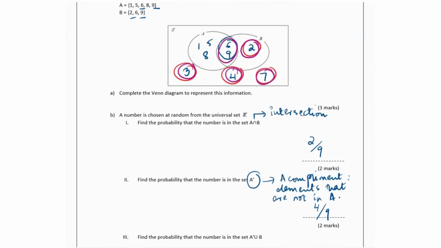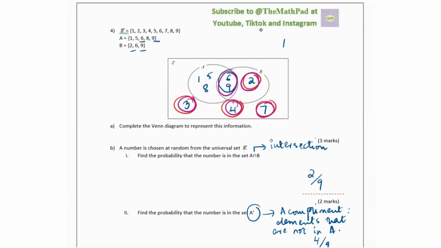Once again, in union, we include the elements that are also part of the other set, which are common between A and B. But if it was intersection, then you would not include 6 and 9, and you would also not include 3, 4, and 7. If it was A complement intersection B, then that would include just 2, so the probability would be 1 over 9. But since it's A complement union B, that includes 2, 6, 9, 3, 4, and 7.